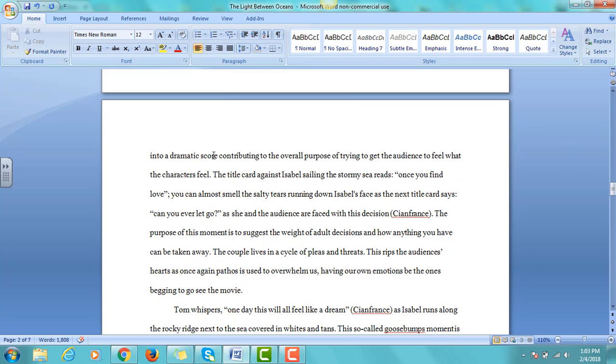So in this particular paragraph, the writer here is talking about the title cards of the film trailer and discussing how they have to do with the film itself. So she says, the title cards against Isabel sailing the stormy sea reads, this is actually not a complete sentence. So a lot of times what young writers do is have an incomplete sentence like this, and then they bring in a quote to support that, and it's not the best writing.